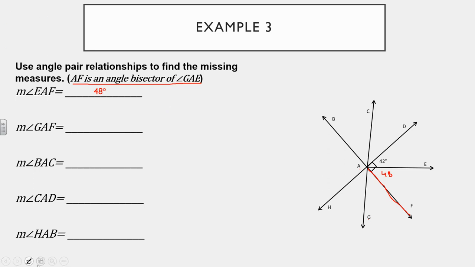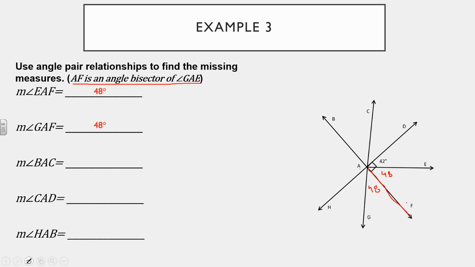GAF, okay? So for GAF, what do we have here? G, A, and F. We're talking about this angle right here. Well, how do we figure that out? Remember that AF is our bisector. So if this is 48, this would also have to be 48, because this angle right here is being cut in half. So GAF would also have to be 48. Let's go ahead and put that in.